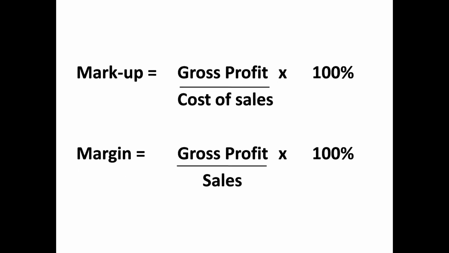We discussed that there are two ways to calculate gross profit ratios. Look at the first one. Markup: gross profit over cost of sales into 100%. Number 2, margin: gross profit over sales into 100%.